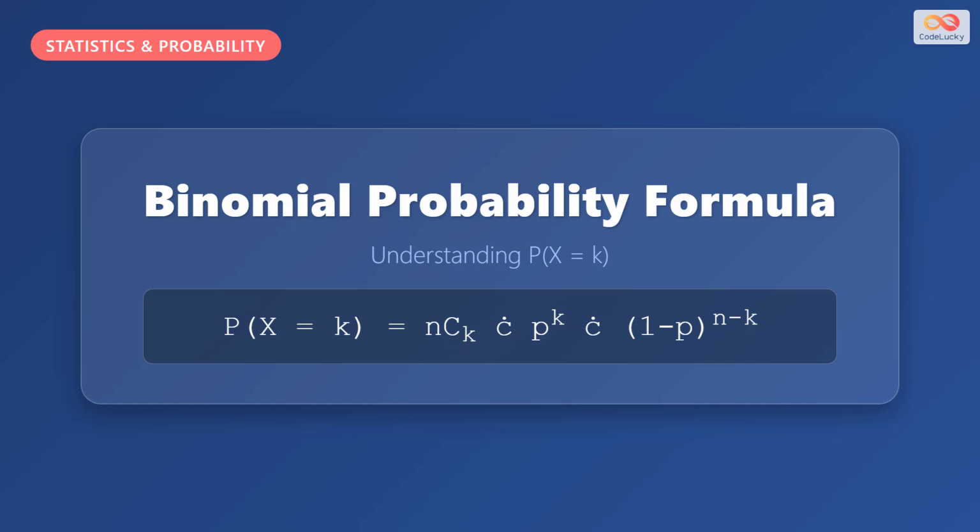Welcome to this lesson on the binomial probability formula. Today, we will explore how to calculate the probability of getting exactly a certain number of successes in a series of repeated experiments. This is a fundamental concept in statistics that appears in everything from quality control to sports analytics.